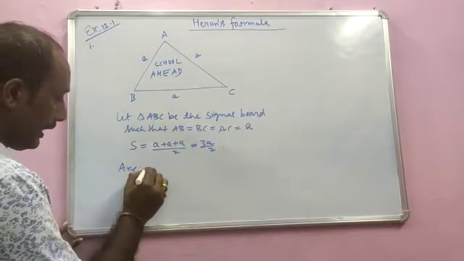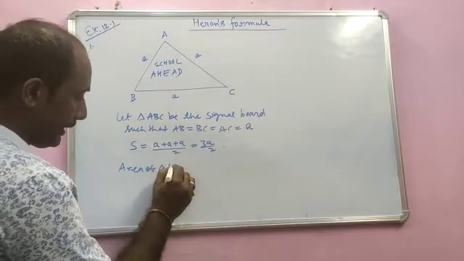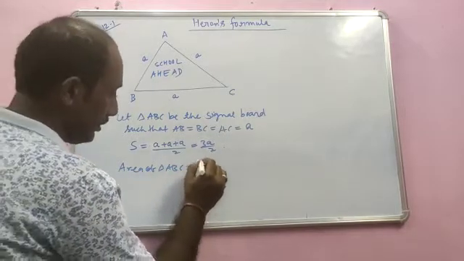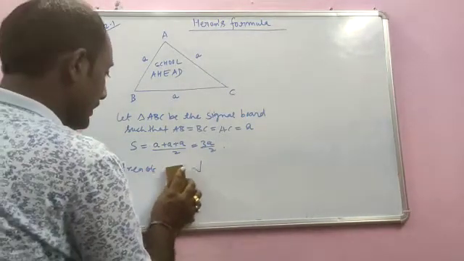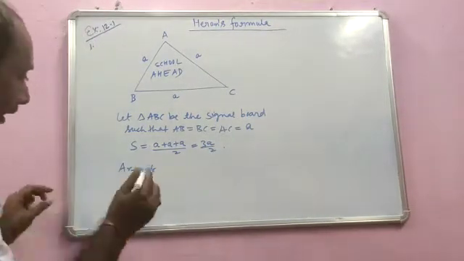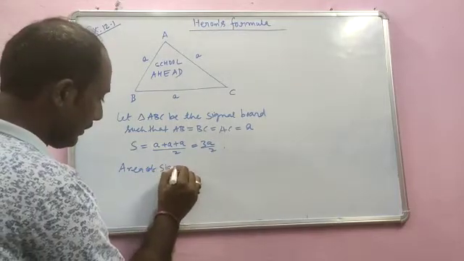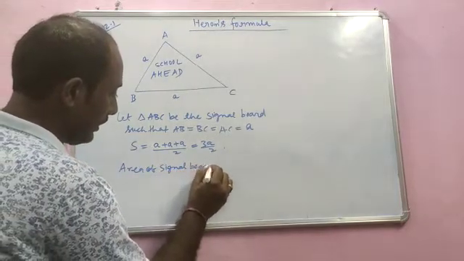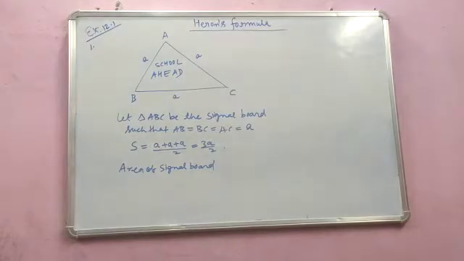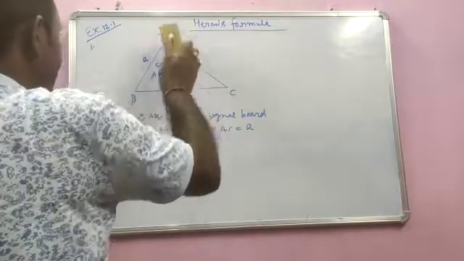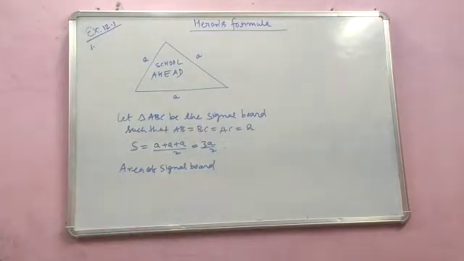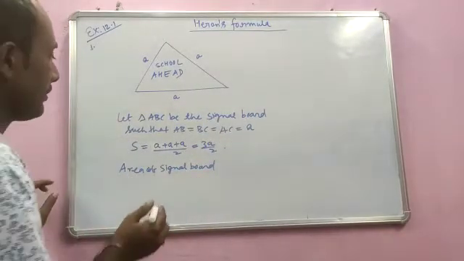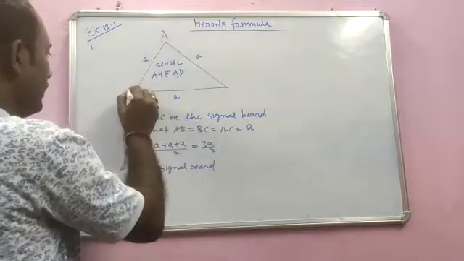Now the area part. Area of the signal board. I make one change because it is creating confusion. Why name it as ABC? Because we will be using small a, small b, small c for the sides. So no, leave it. It's okay.